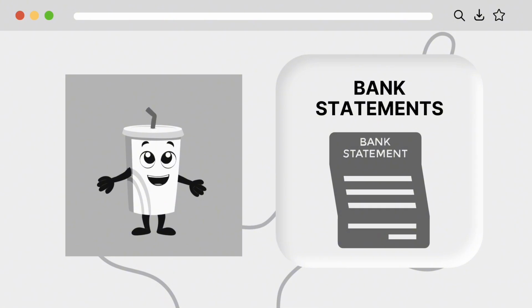And last, we have the bank statements. You'll get monthly statements from your bank either on paper or online. Review this to make sure everything matches your records and to keep track of any fees or changes.